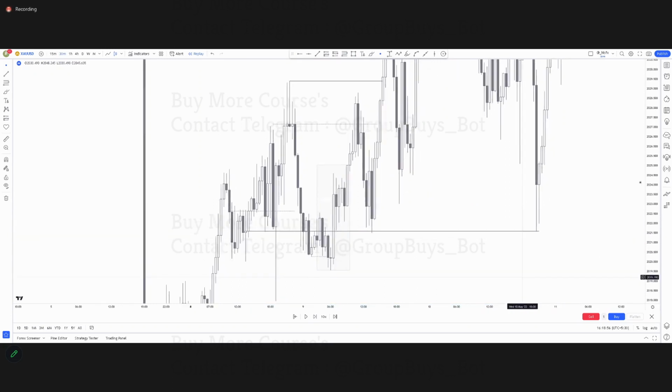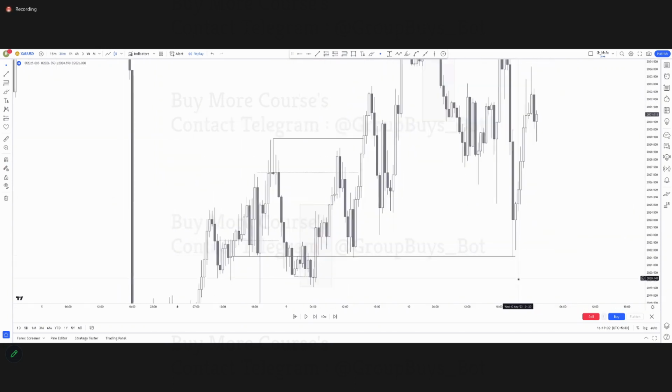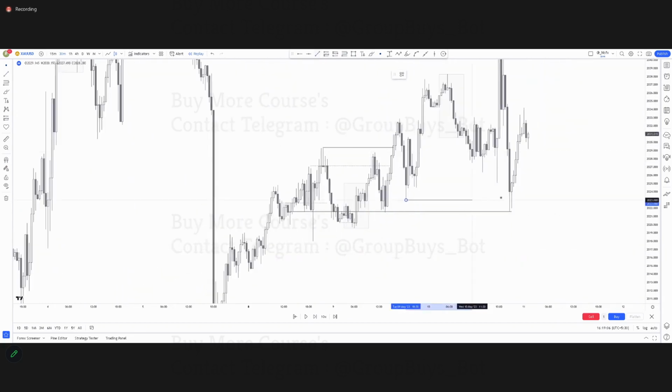Yeah, so this is it. This is the same thing that we used here. A decision point can be used multiple times, right? So now this is the same thing, but we have liquidity here. Yeah, we have liquidity here. We have trend lines here.